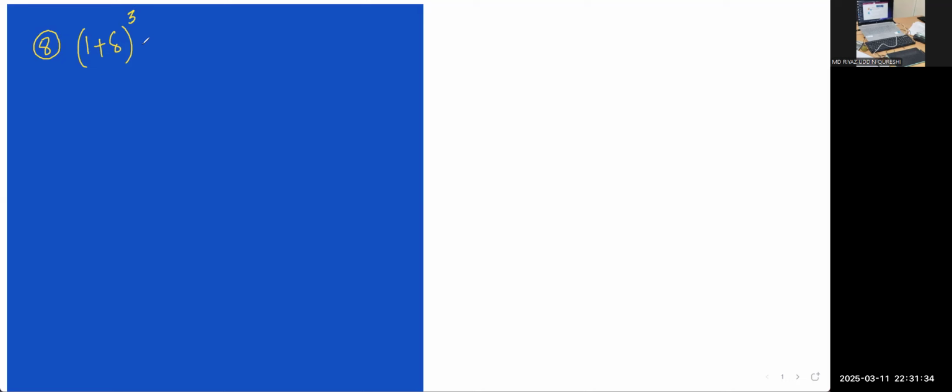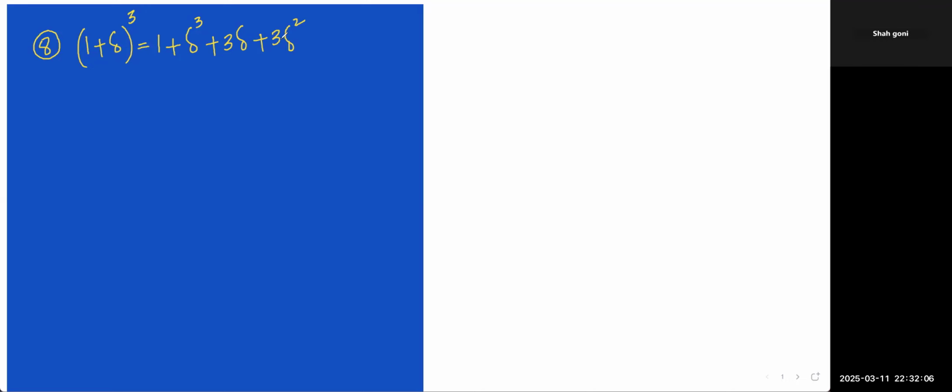Now you see, if you expand, assuming the first value a is 1 and the b value is delta, then a cube is 1 cube, b cube means delta cube, plus 3a square b, where 1 square is 1 itself, plus 3 into a value is 1 and b square. It is the expansion of (1 plus delta) whole cube.